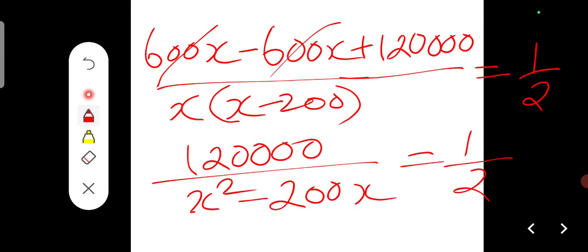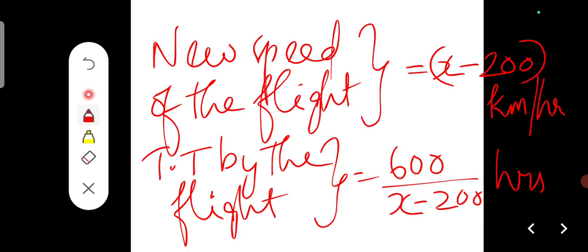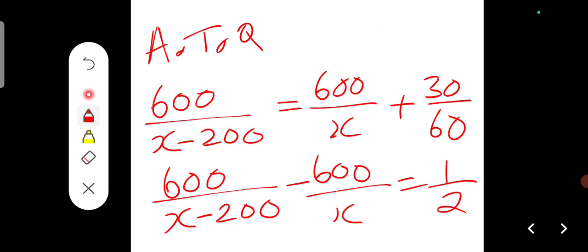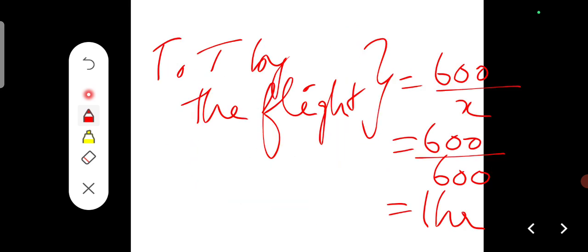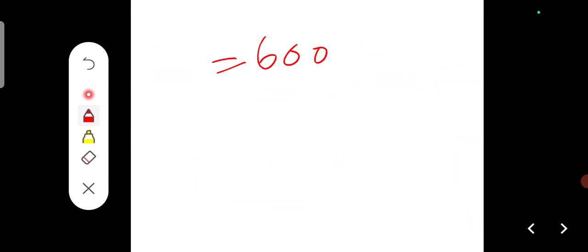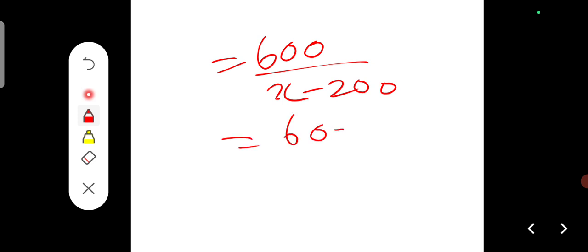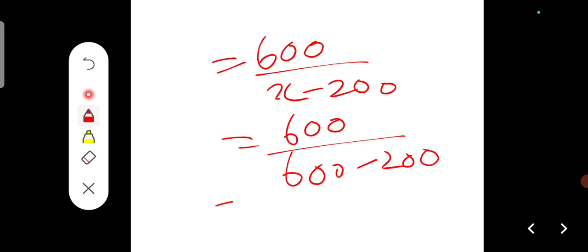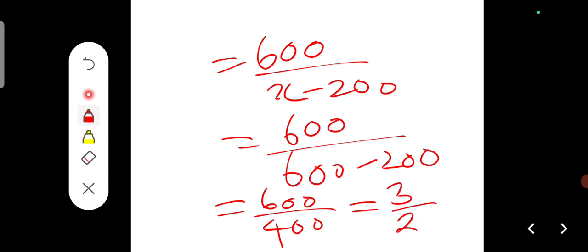Now when the speed of the flight is reduced, the time taken by the flight is 600 by x minus 200 hours. 600 by 600 minus 200, 600 by 400, 1.5 hours. How long did it take? 1.5 hours.